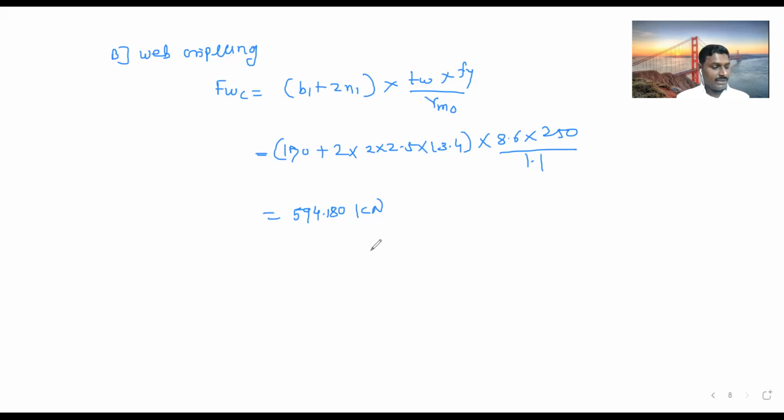Okay, and this should be greater than your MD. Please write down, this is written in our procedure. Web crippling: this FWC should be greater than MD. So how much MD is there? I think 281.25 kilonewton meter.